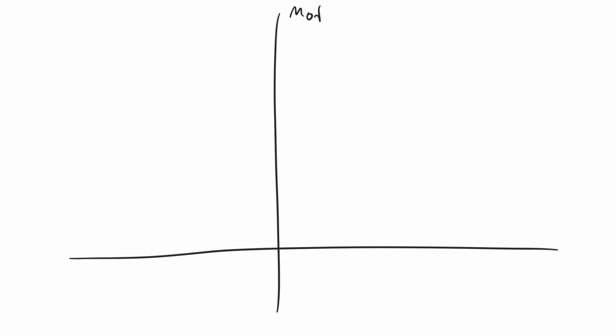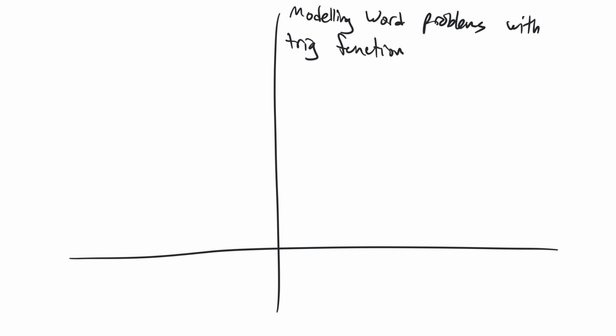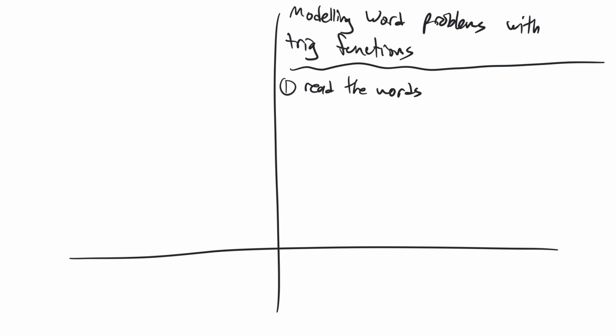So just some quick notes here on what we've been doing. For this one, we are technically modeling word problems with trig functions. And the basic way to solve these is, obviously step 1 is you read the words. And sometimes you have to do this twice because, you know, reading is a little tough. English sometimes is a bit confusing.